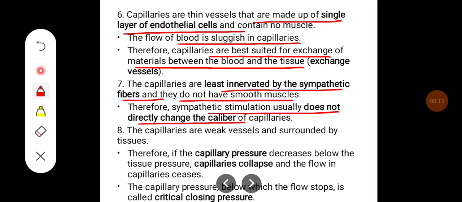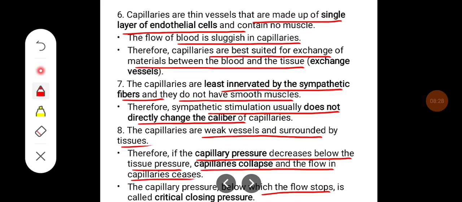The capillaries are weak vessels and surrounded by tissues. Therefore, if the capillary pressure decreases below the tissue pressure, capillaries collapse and the flow in the capillary ceases. The capillary pressure below which the flow stops is called the critical closing pressure.